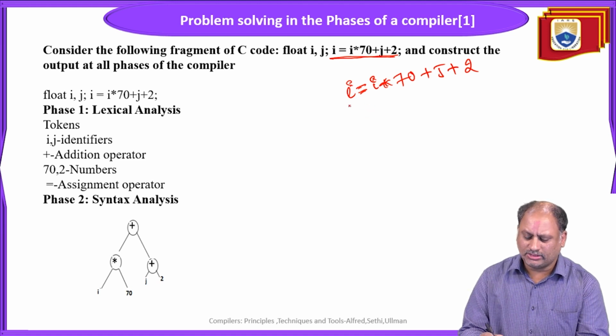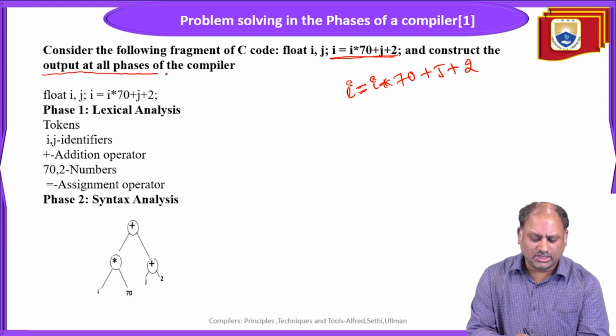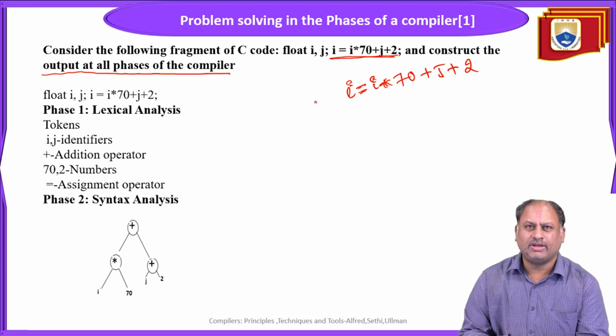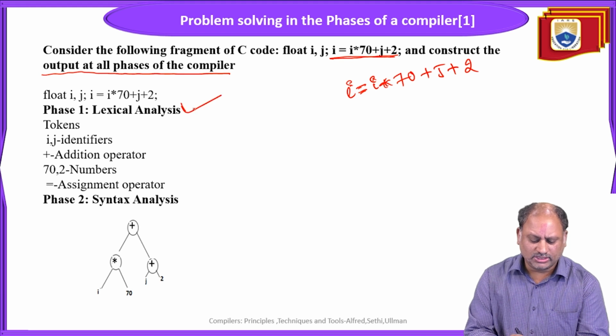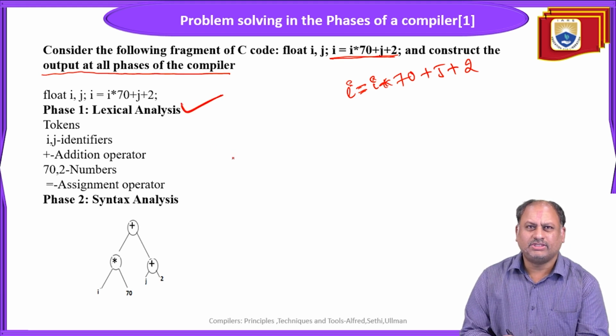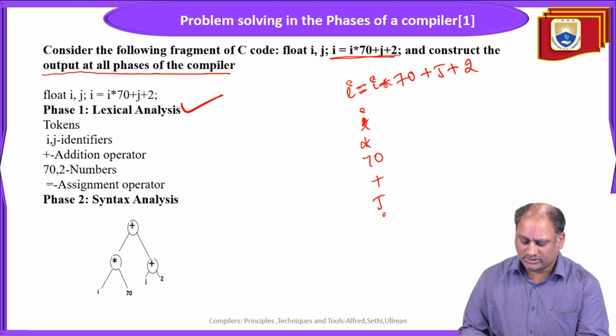Then when we apply each phase of the compilation process, we are going to generate the output of all the phases of a compiler. We know the different phases of the compiler. The first phase is lexical analysis. In this phase it identifies, as we said previously, and separates the instructions into each one separately. That means it is going to write down the notations: i * 70 + j + 2.